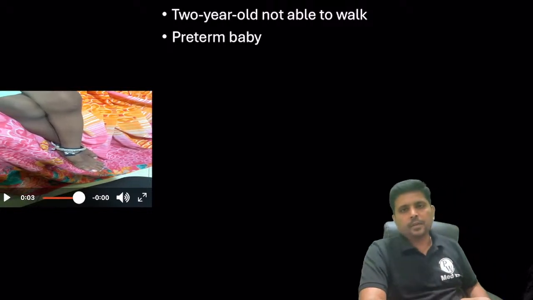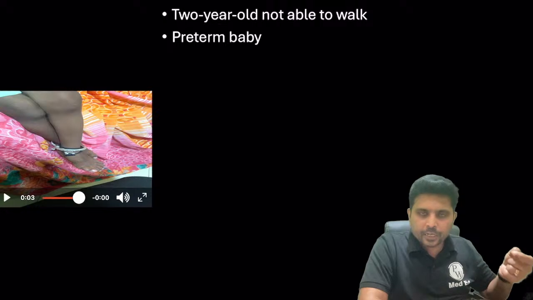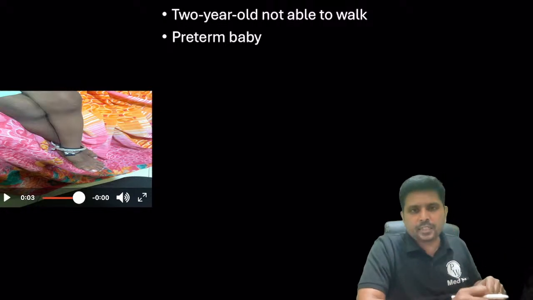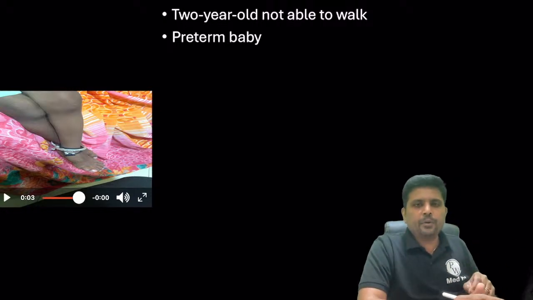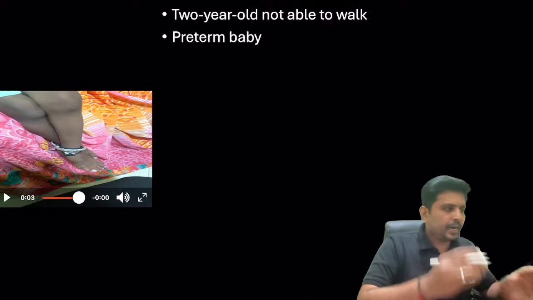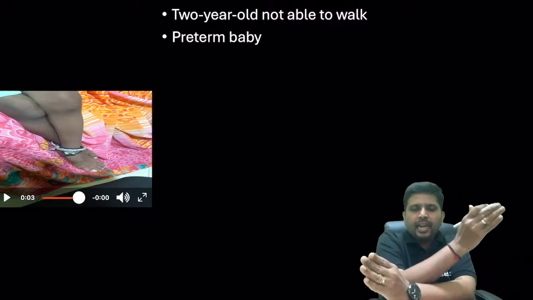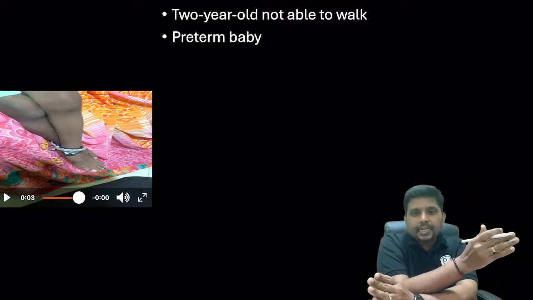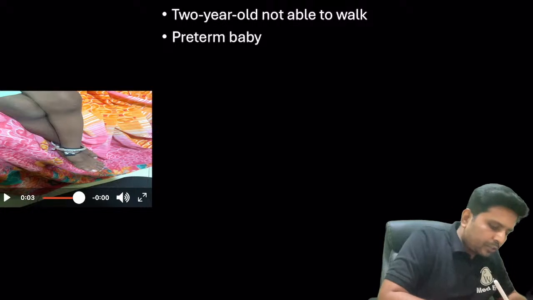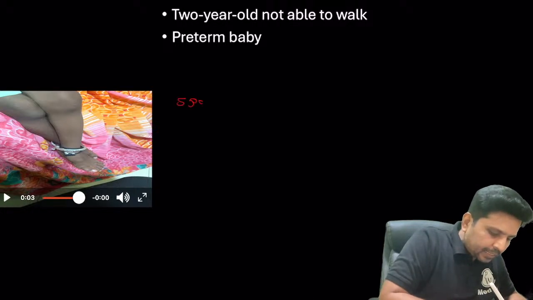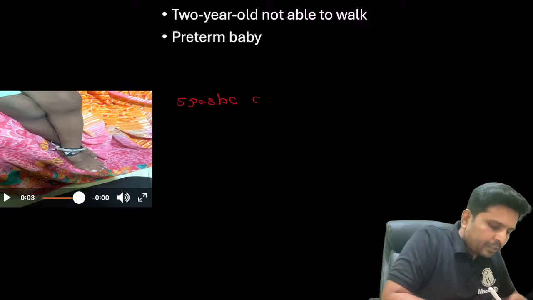What is this? So let me come to the third question afterwards. What is this? A 2-year-old, preterm, not able to walk. And you look at this, the legs are having adductor spasm. So this is called spastic CP. This is called spastic cerebral palsy.